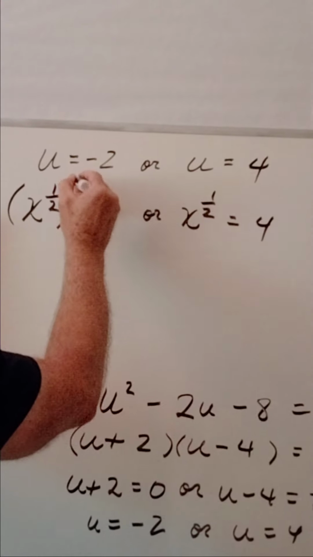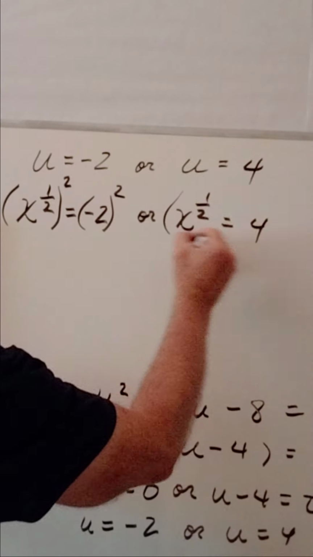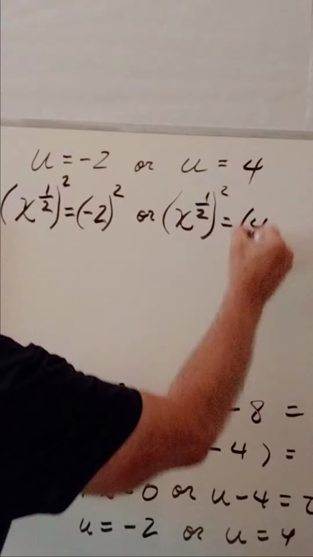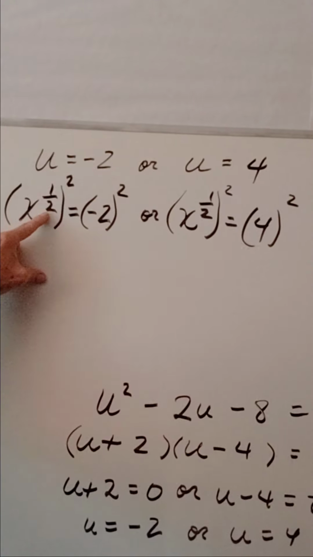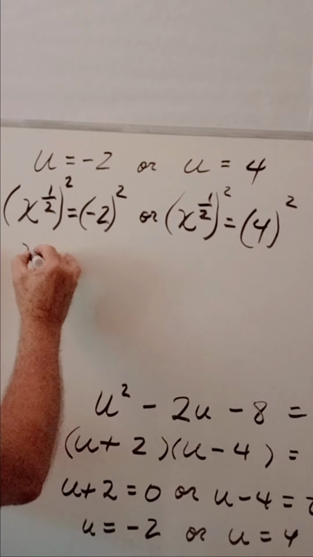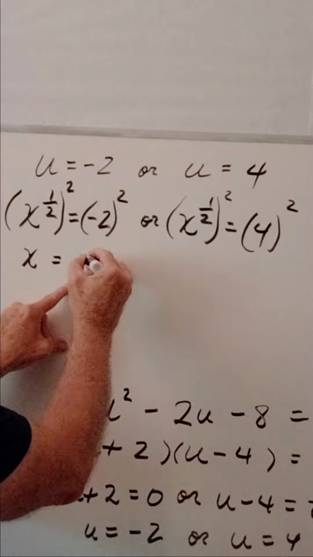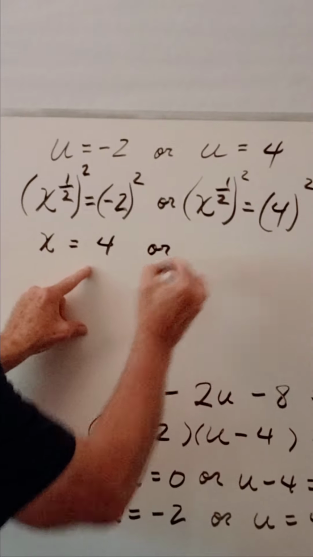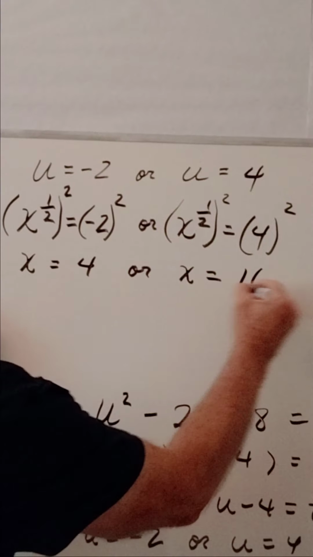Take the left, square it. Take the right, square it. When we take x to the 1/2 and square it, we'll get x. And the potential answer is 4 for this one. Or, over here, we get x is equal to 16.